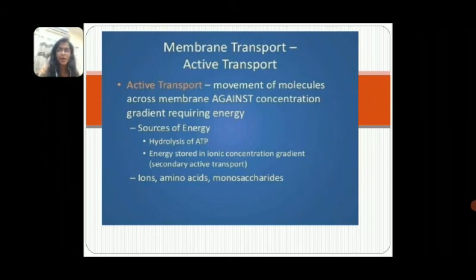Coming to active transport, it requires lots of expenditure of energy as I told you earlier. Movement of molecules across the membrane against the concentration gradient requires energy. The various sources of energy the cell gets are from hydrolysis of ATP, that is adenosine triphosphate, and energy stored in ionic concentration gradient. For example, ions, amino acids and monosaccharides travel by this.